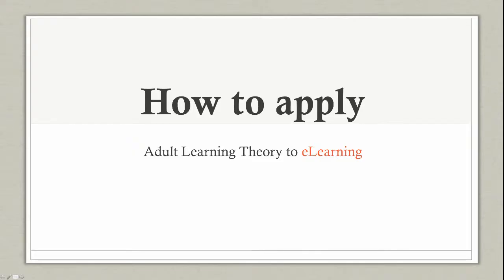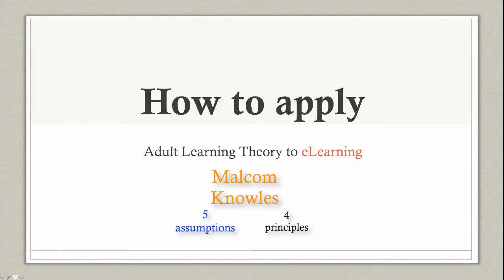How to apply adult learning theory to e-learning. According to the renowned American educator Malcolm Knowles, there are 5 assumptions concerning the characteristics of adult learners and 4 principles concerning adult learning andragogy.